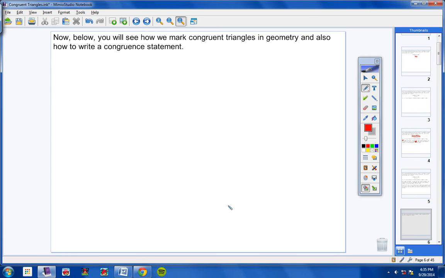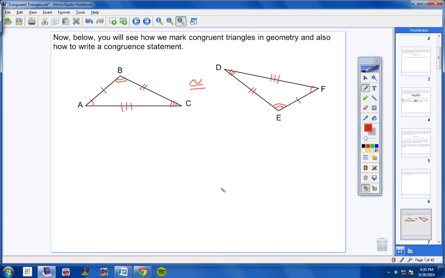Now below, in a second, you will see how we mark congruent triangles in geometry, and you're also going to see how to write a congruence statement. Okay, so here we go. Please copy this in your notes. I will wait a second while you copy this down.